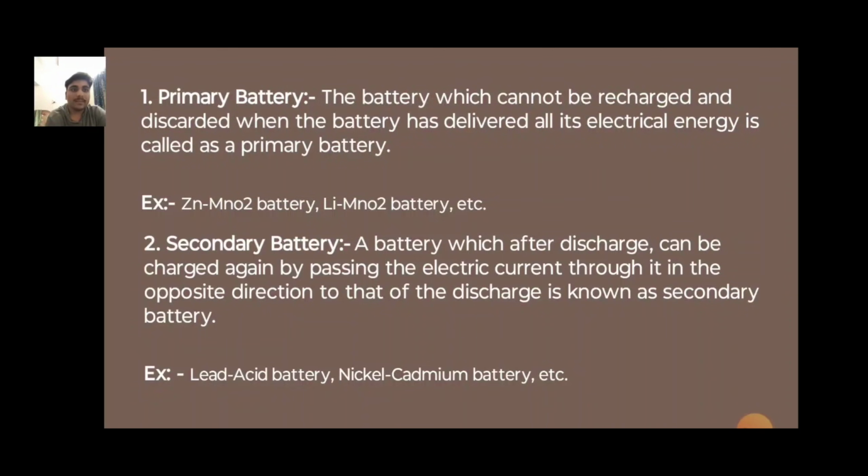Secondary battery. A battery which after discharge can be charged again by passing an electric current through it in the direction opposite to that of discharging is known as a secondary battery. Example, lead acid battery, nickel cadmium battery, etc.